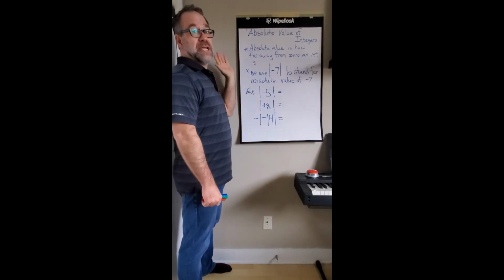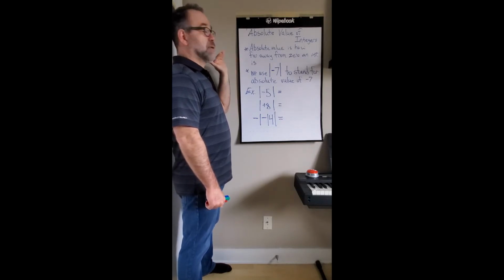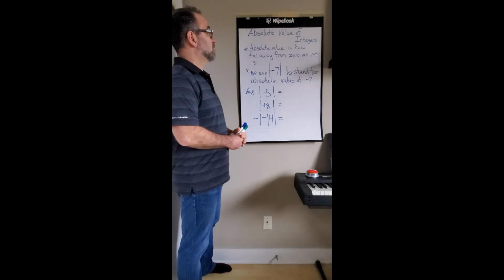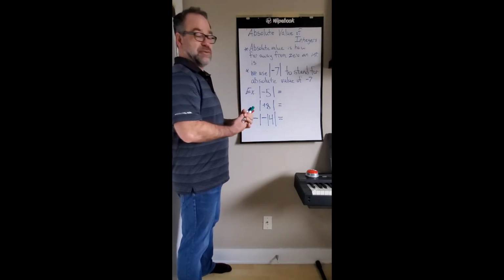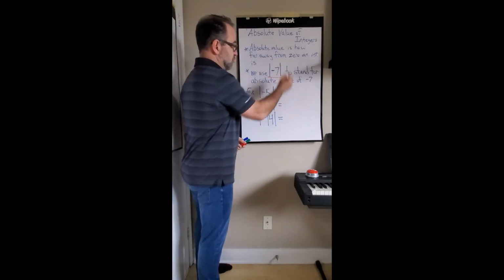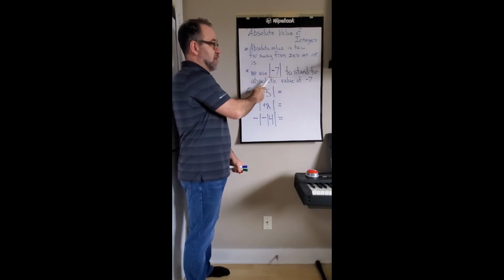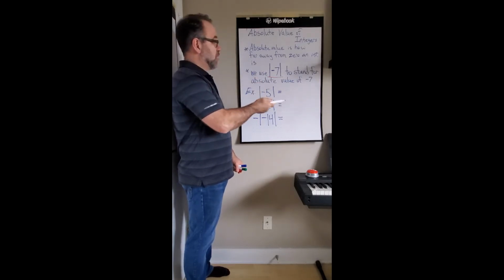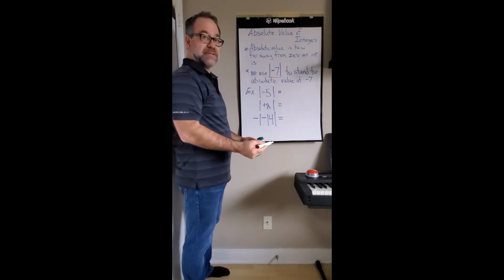Absolute value is how far away an integer is from zero. So we show absolute value with these symbols here, these bars that are straight up and down. If we were going to say what this is, this would be called the absolute value of -7. Or in other words, how far is -7 away from zero? So these bars mean the absolute value.